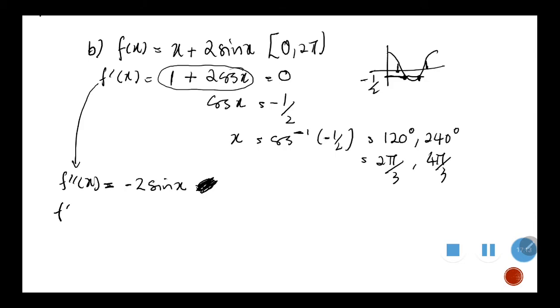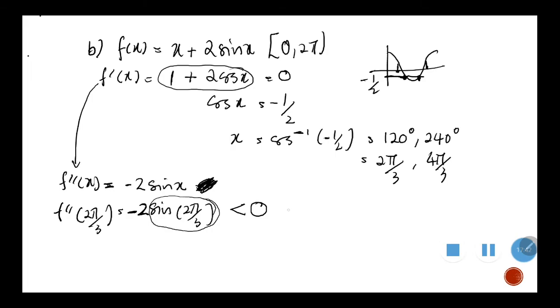Then we put in the value, which is 2 pi over 3, into the function. Negative 2 sine 2 pi over 3, or sine 120. If you press the calculator, sine 120 degrees is positive, but multiplied by negative 2 here, we get less than 0. So that means we know now there is a local maximum at x equals 2 pi over 3.